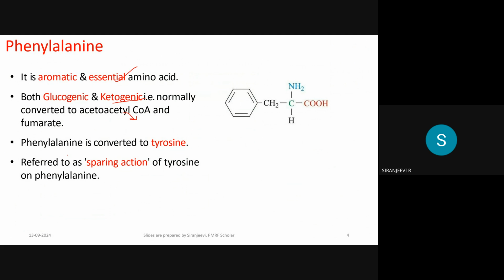That's why we will see it as a tyrosine-phenylalanine pathway, a coupled pathway, in the upcoming slides. Whenever the body requires phenylalanine, it can be synthesized from tyrosine. So that's why it is referred to as the sparing action of tyrosine on phenylalanine. This is the phenylalanine structure: any amino acid consists of one amino group, one carboxylic acid group, and one R group. The R group here is a benzene ring with a CH2 molecule.